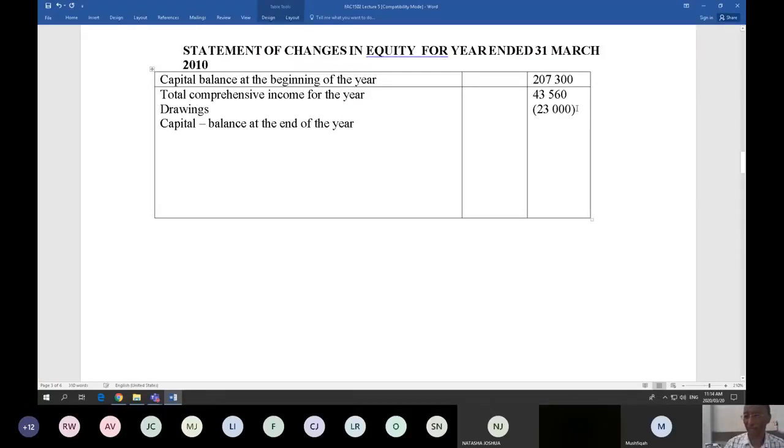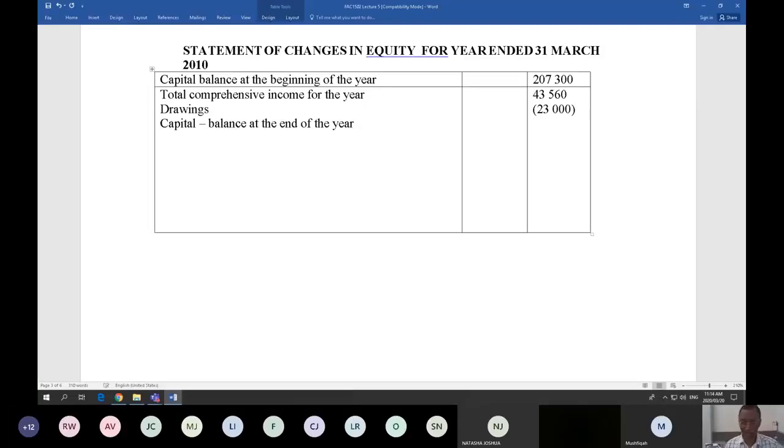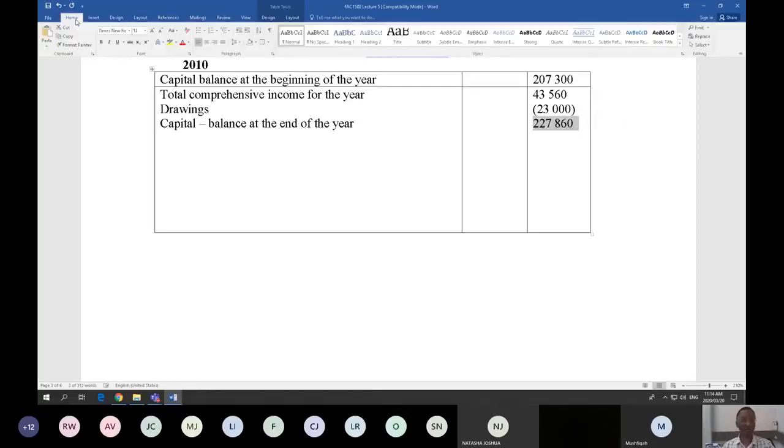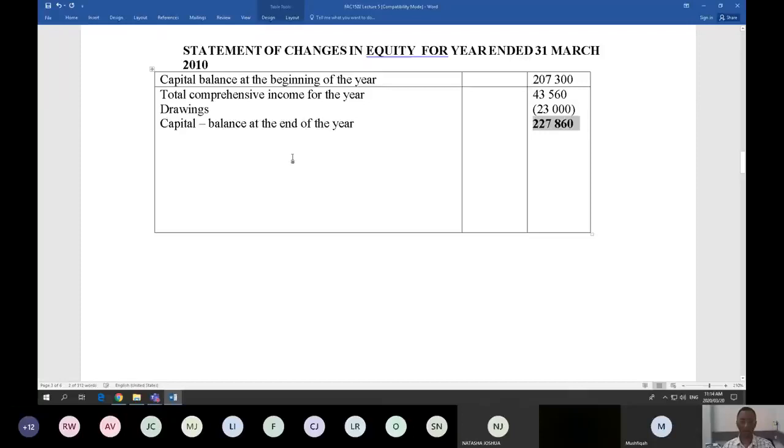And the balance at the end of the year is the balance at the beginning of the year of 207,300 plus the total profit for the year, the total comprehensive income for the year, 43,560. Minus your drawings of 23,000. And that will give you a balance at the end of the year of 227,860. And that is the solution then, guys, of the statement of changes in equity.